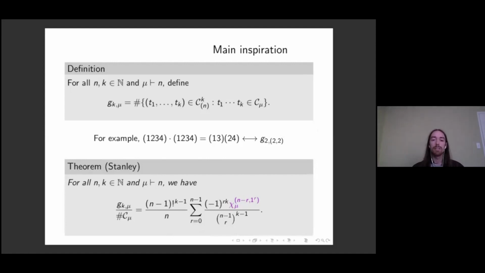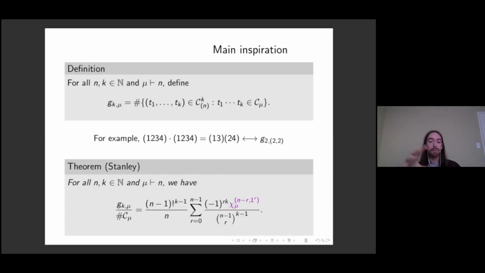And the way Stanley phrased it was, fix an arbitrary permutation of cycle type mu, and then factor that into n cycles. And that corresponds to just dividing this gk mu number by the size of the c mu conjugacy class. And so Stanley gave this really quite simple formula for it.